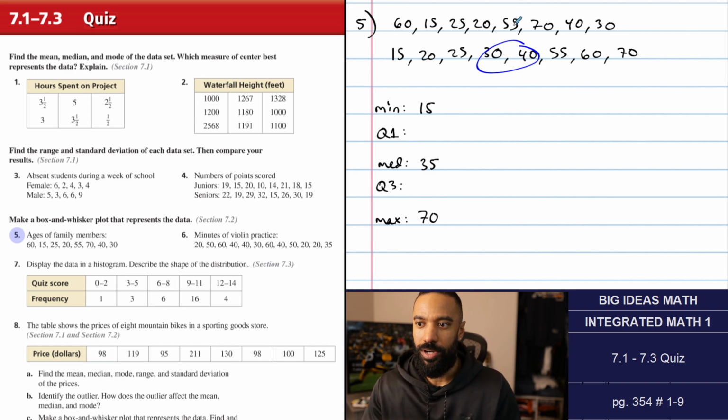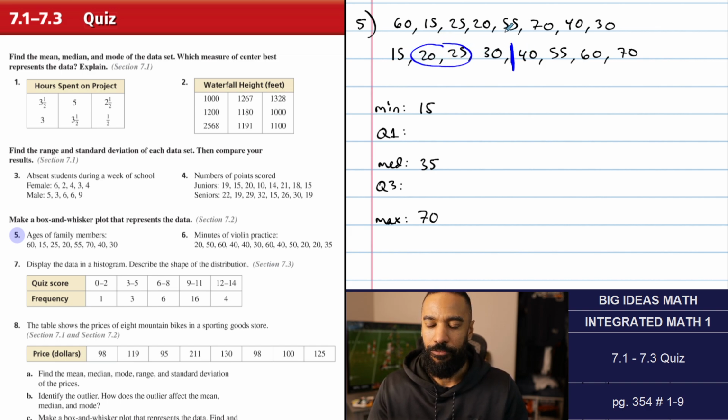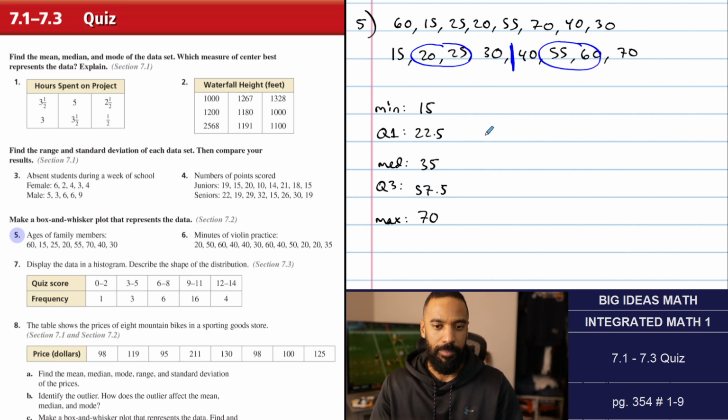Now, we ignore the actual median, which is 35, when considering the medians of these other 2 values, Q1 and Q3. Q1 is the median of the first half of your data, and Q3 is the median of the second half of your data. So Q1 is halfway between 20 and 25, which is 22.5. Average them. And Q3 is halfway between 55 and 60, which is 57.5. Add them up and divide by 2.